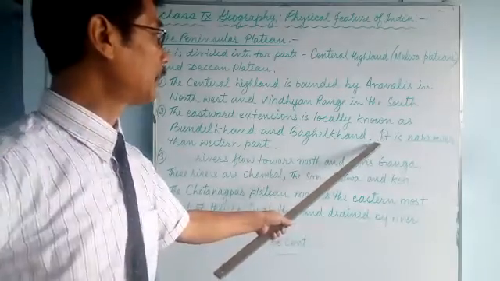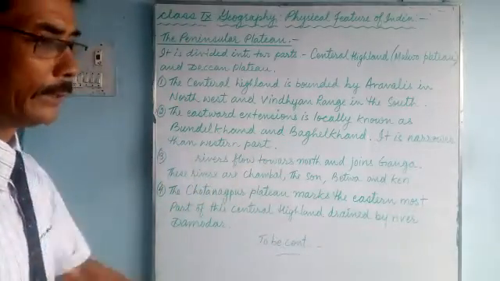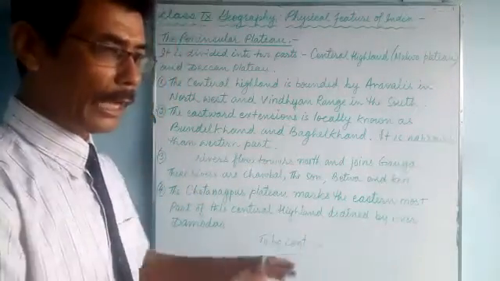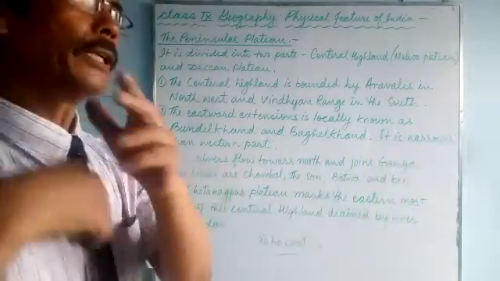And further east, it is narrower than the western part. That means the Central Highlands is broader in the west and narrower in the east.